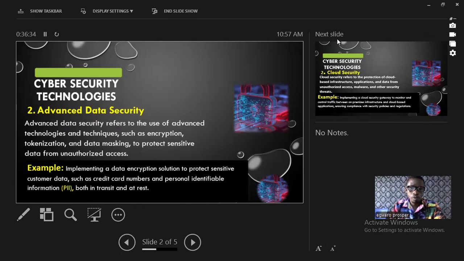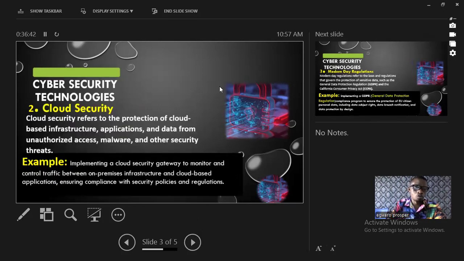So that is just to explain the second cybersecurity technology, which is advanced data security. Let's look at the third one, cloud security. One of the major factors why today the internet is more secure, and there is now more confidence in people transacting on the internet, is the introduction of cloud security by Google.